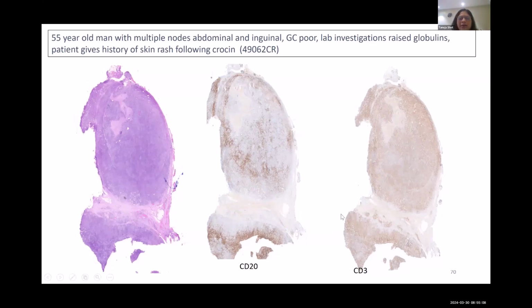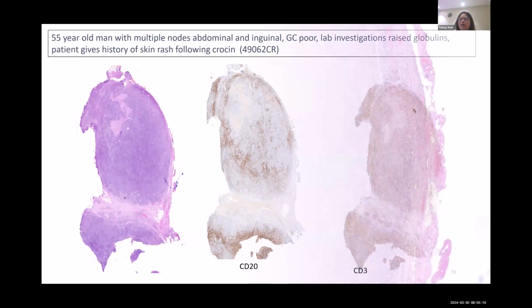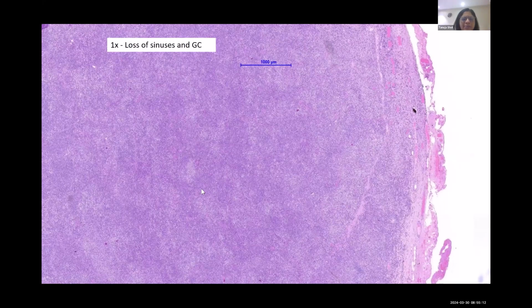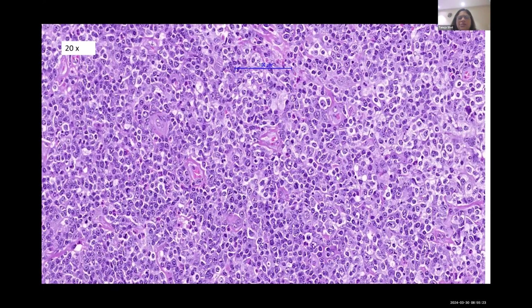Now let's look at the higher power. Absolute loss of architecture. But what we see is some pale nodules sticking out. Now let's look at what these pale nodules are. Well, these pale nodules are of these little beautiful clear cells. This is a very wonderful photograph. It's a pleasure to see such kind of processed nodes.